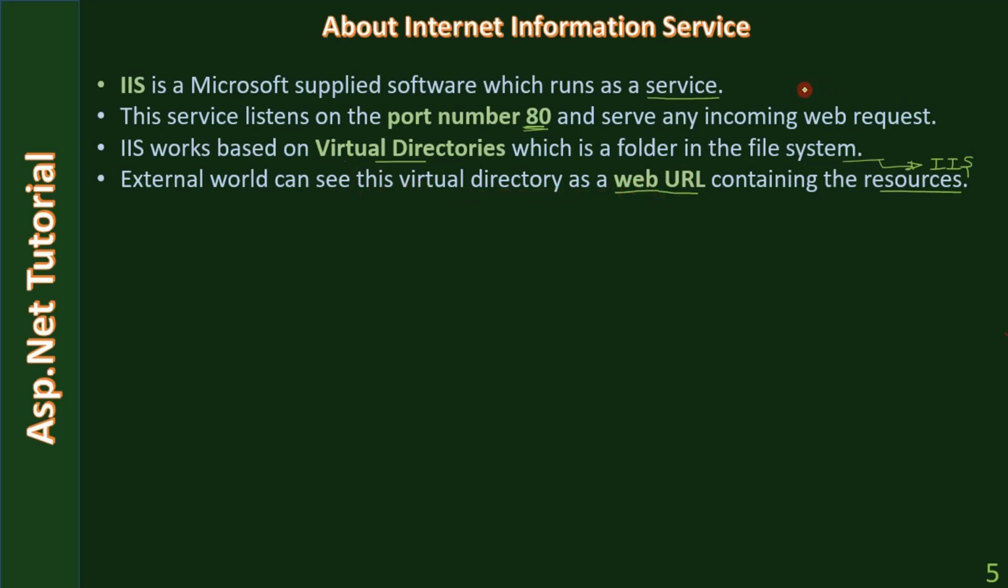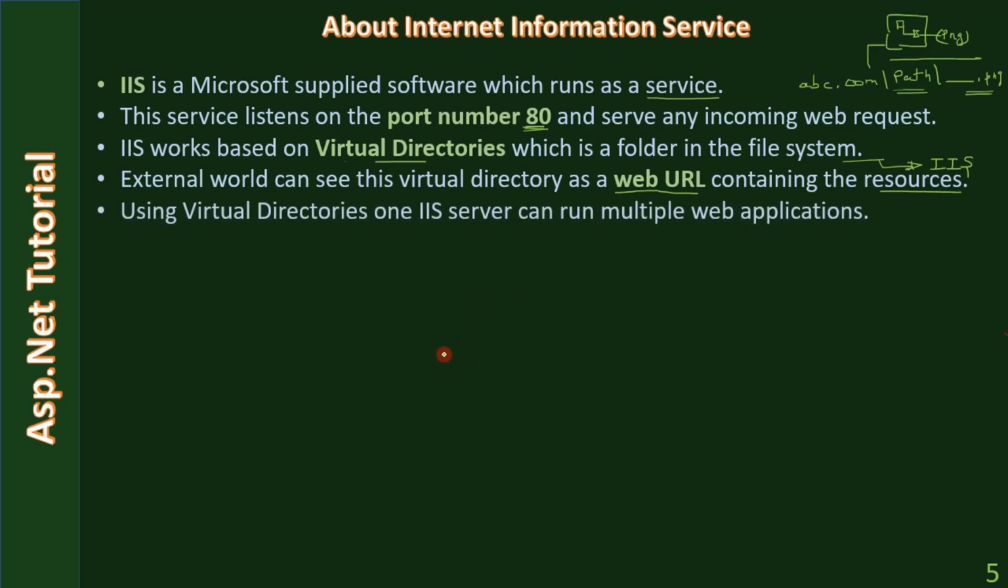Say for example, abc.com/ and some file, say a png. This is the resource file and this will be the URL. If there are multiple paths, that will be the URL, and this path to the resource can be mapped to a specific folder structure. The external world sees this as a URL.